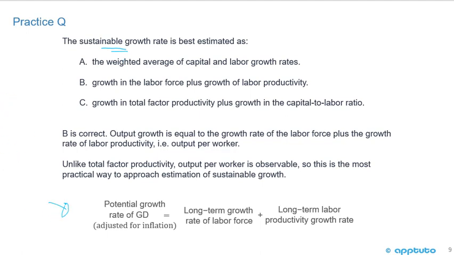Recall from the earlier slide, the sustainable growth rate, the potential growth rate of GDP, adjusted for inflation, equals the long-term growth rate of the labor force plus the long-term labor productivity growth rate. So you can see that B is correct. Output growth is equal to the growth rate of labor force plus the growth rate of productivity, i.e. output per worker. Unlike total factor productivity, output per worker is observable, so this is the most practical way to approach the estimation of sustainable growth.